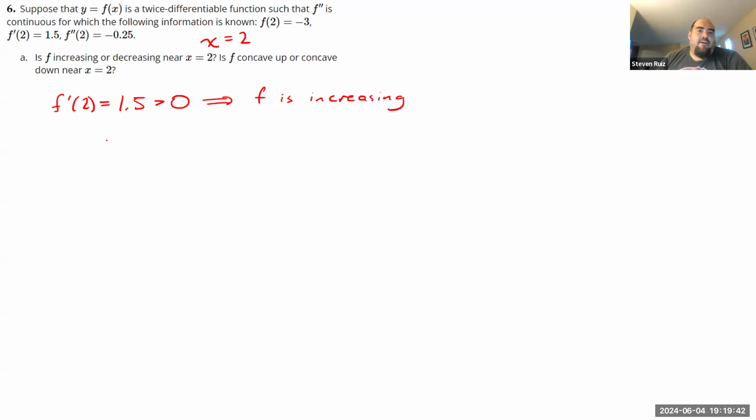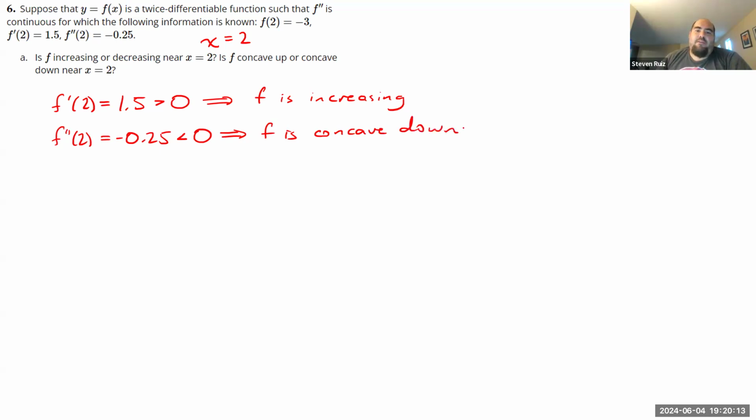All right. Also, is f concave up or concave down? Concavity is quantified by a function's second derivative. So f double prime of 2, what do we know about that? We know that it is equal to negative 0.25. Most importantly, that is a negative number. So what does that mean? That means that f is concave down.